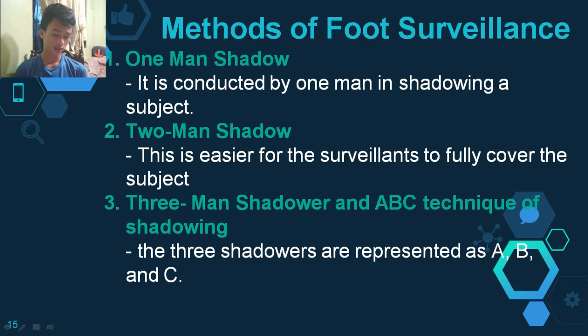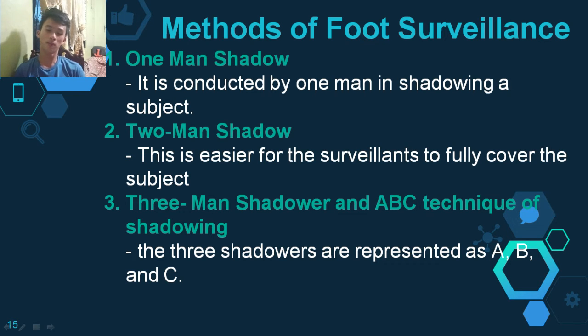So next, we'll tackle the methods of foot surveillance. 1 is the one-man shadow, 2 the two-man shadow, 3 the three-man shadow, and the ABC technique of shadowing. In the one-man shadow, it is conducted by one man shadowing a subject. So only one person is authorized to conduct the shadowing. In the two-man shadow, two persons are allowed. This is easier for the surveillant to fully cover the subject.